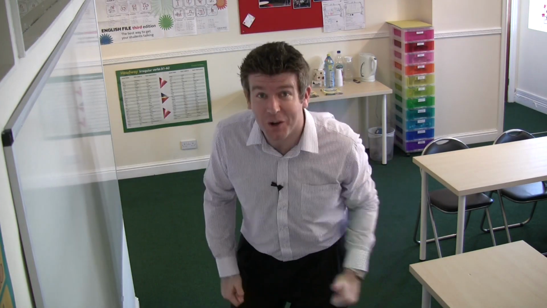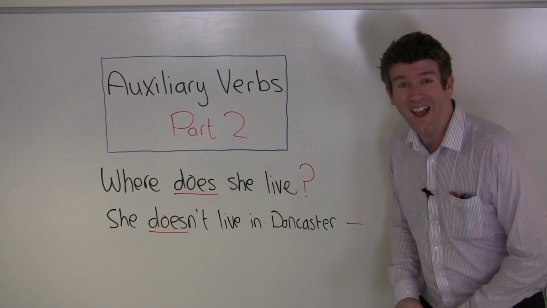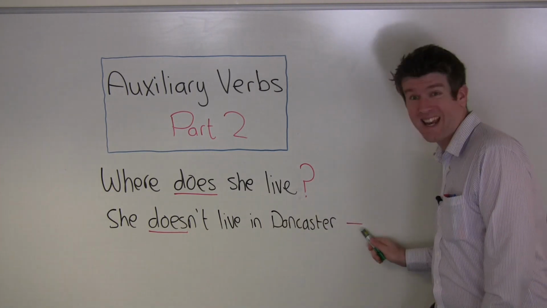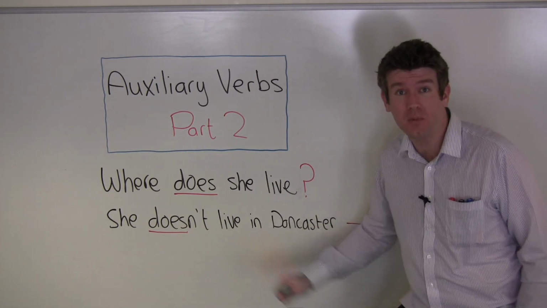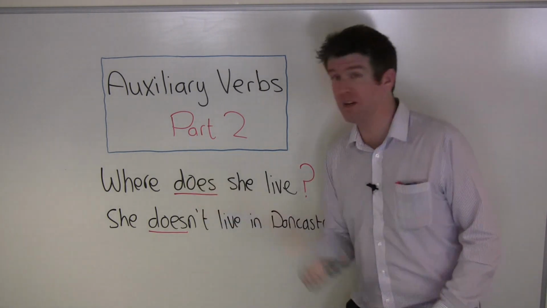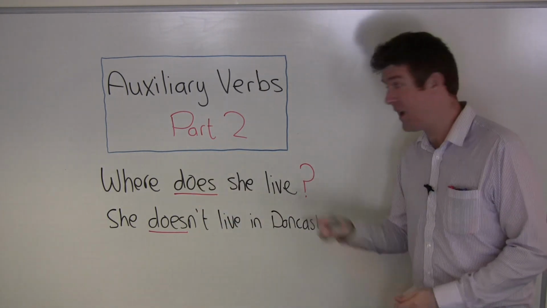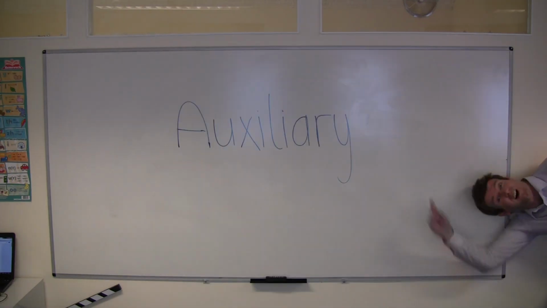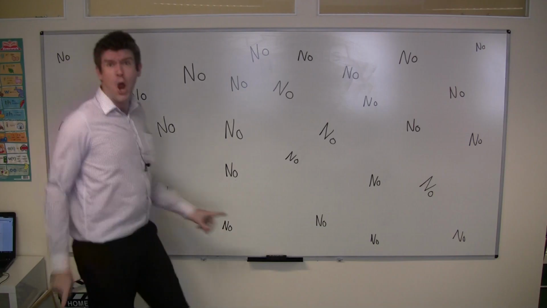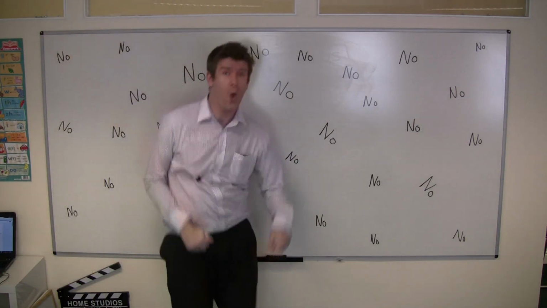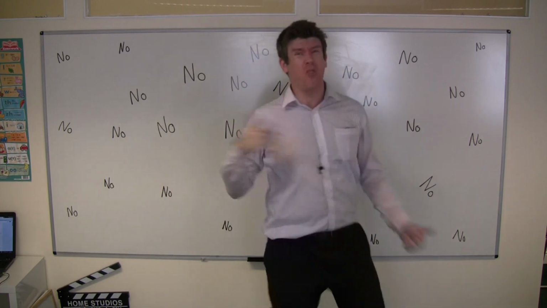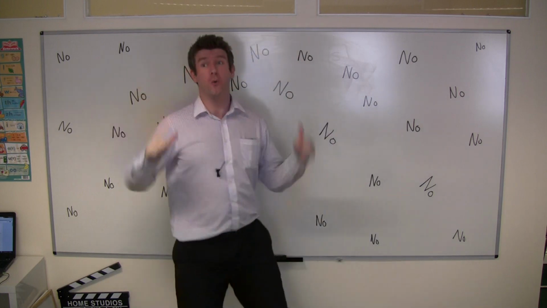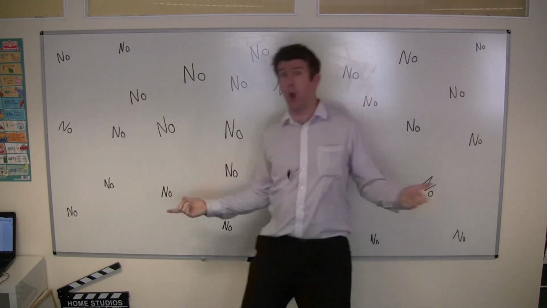Remember, in the last video we were looking at auxiliary verbs, and I said you always have an auxiliary verb if the sentence is negative and you have an important verb, and you usually have an auxiliary verb if you have a question and an important verb. But sometimes there's no auxiliary verb. No auxiliary verb.